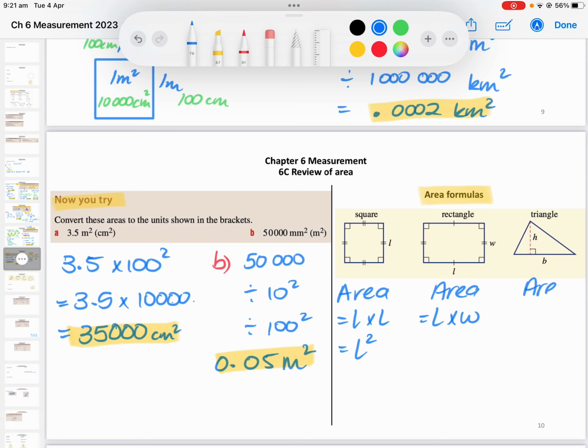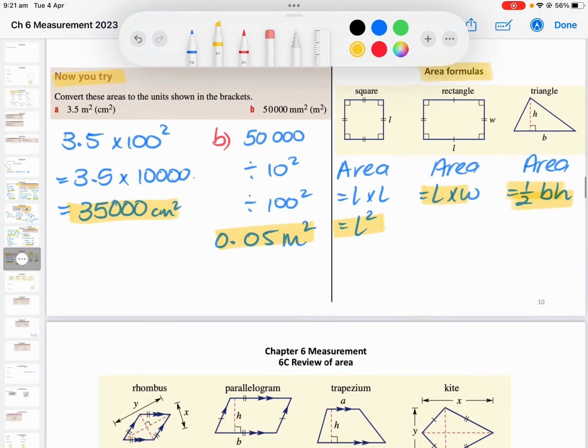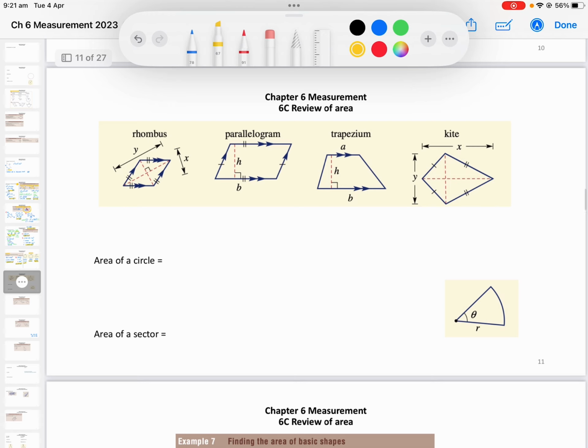And for the triangle, area is half times the base times the height. So they're all ones that you've seen before, and you should be familiar with those. And then we'll get on to some harder ones. So we've got the rhombus and the parallelogram, trapezium, and kite.